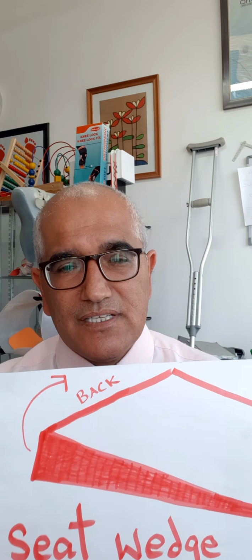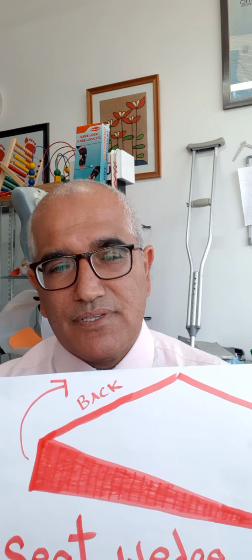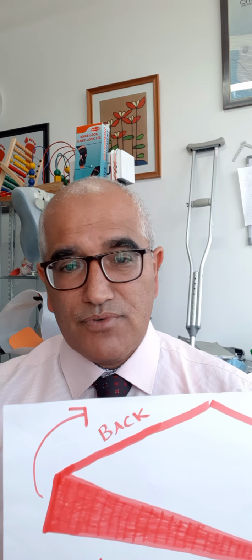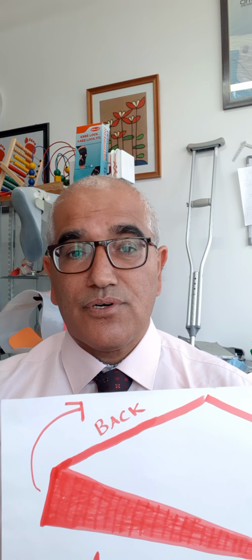The second option is the seat wedge. Now, the seat wedge is very effective, and basically it tilts the pelvis anteriorly. When the pelvis is tilted anteriorly, then you have lumbar lordosis. In fact, you have increased lumbar lordosis. So when you have a lumbar lordosis, then your upper back is corrected automatically.